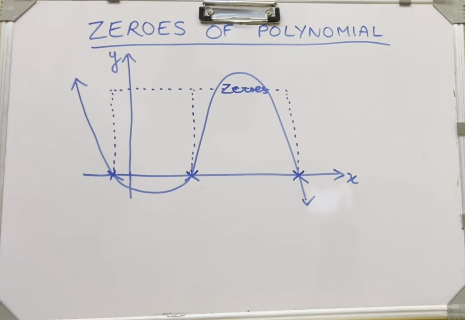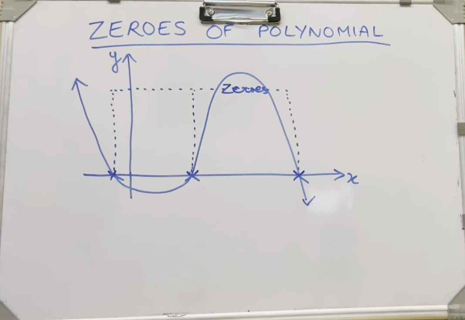Welcome back everyone. Today we will discuss the topic zeros of polynomials, which is an important foundation for understanding polynomial equations and graphs. But what exactly is a zero of a polynomial? Simply defined, a zero is a value of the variable for which the polynomial becomes equal to zero.